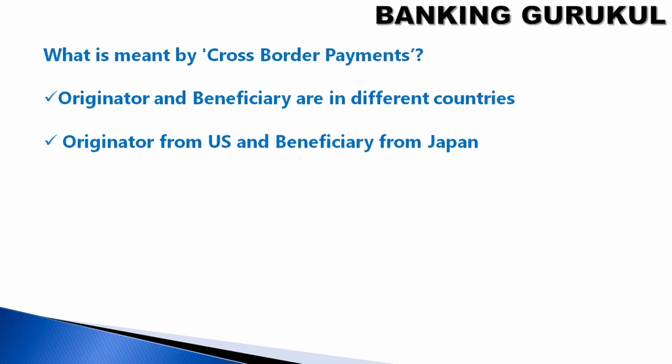What is meant by cross-border payments? Cross-border payments involve financial transactions where one party is the originator and another is the beneficiary. In cross-border payments, the originator will be from one country and the beneficiary from another country. Originator and beneficiary are in different countries, so these transactions are called cross-border payments. For example, the originator from the US and the beneficiary from Japan.